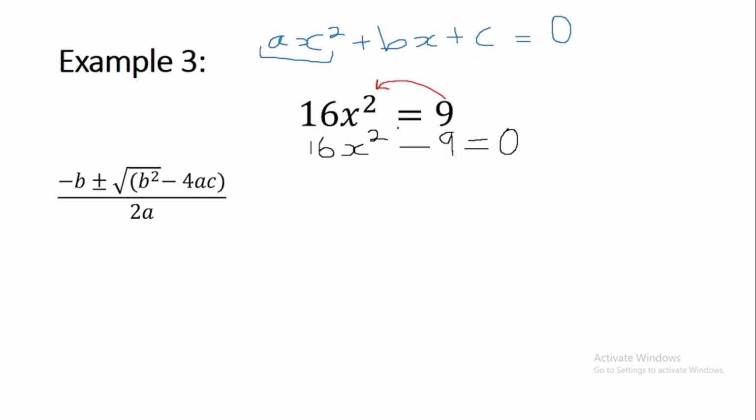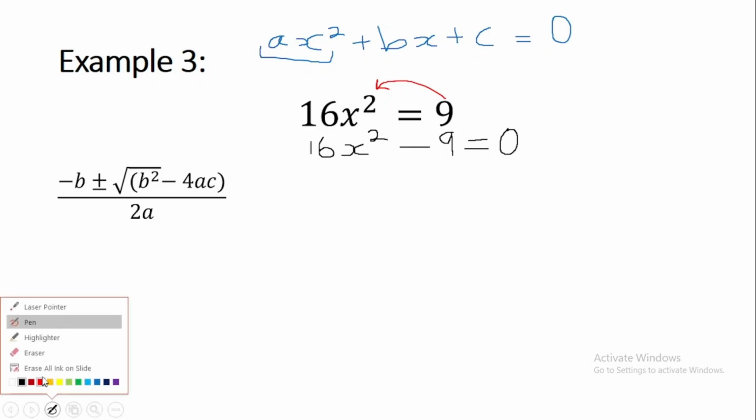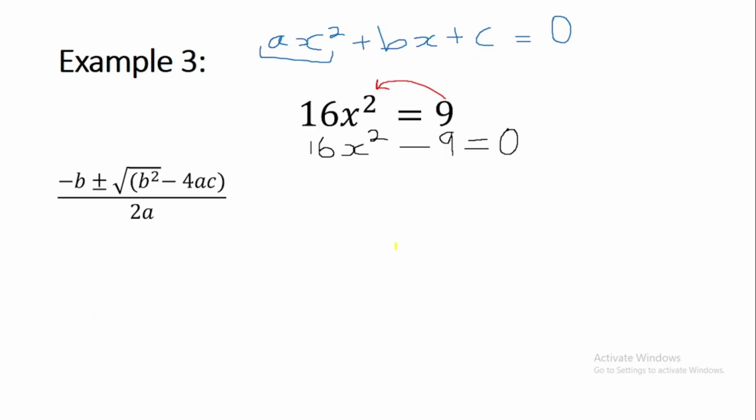Now that it's equal to 0, we can solve. I hope you're following along when it comes to this important point. Whenever you see a quadratic equation you are solving, always ensure that it is equal to 0. Then we can solve using the formula. Now that we have our new equation, we can find what our A, B, and C are. First, using the highlighter, I'm going to highlight my new equation, 16x squared minus 9.